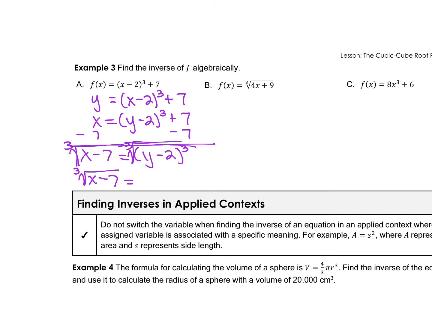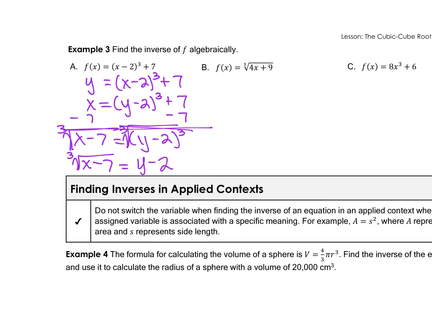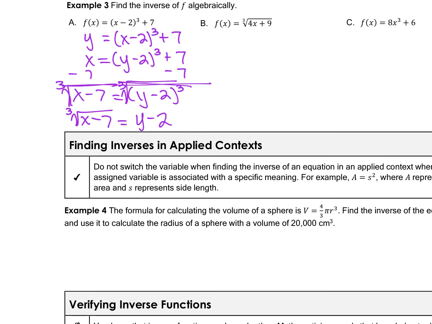And then that just cancels out. That leaves me with y minus 2. And I have to get y by itself, so I need to add 2. So my y equals cube root of x minus 7, and then we're adding 2. And then make sure you do inverse notation at the end.